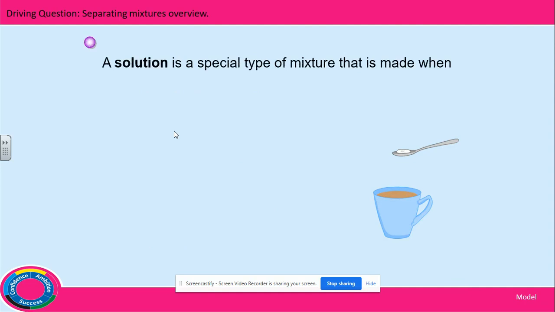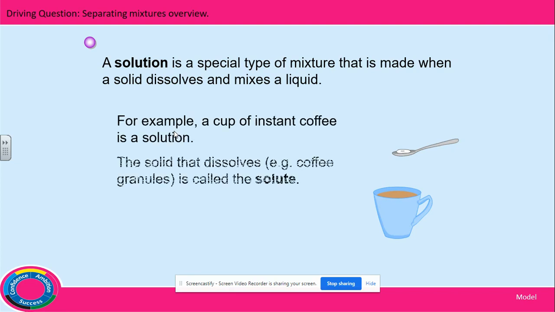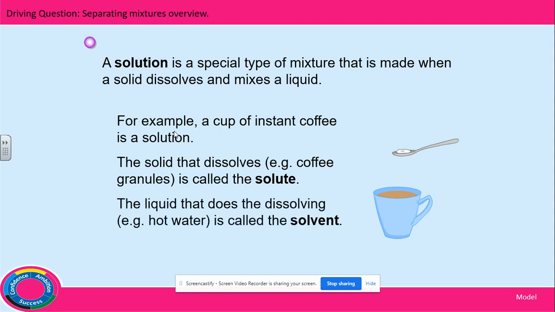Now, another word that we will be looking at is solubility. You did this in last week's lesson. A solution is a special type of mixture that is made when a solid dissolves and mixes in a liquid. For example, a cup of instant coffee is a solution. The solid that dissolves is the coffee granules and is called the solute. The liquid that does the dissolving, the hot water, is called the solvent. Always remember, the solute is what is being dissolved, and the solvent is what does the dissolving.